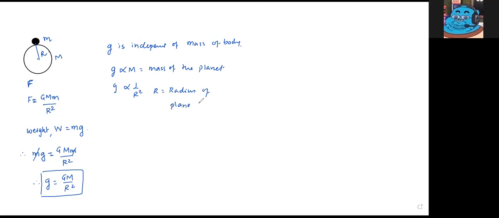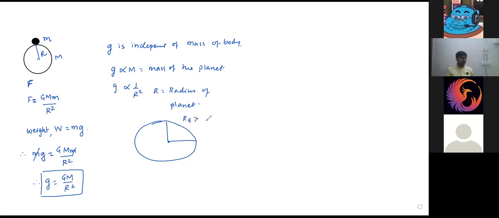That is the reason I can say g is maximum at the pole and minimum at the equator. Because at the equator, Earth is not exactly a sphere, it is oblate in shape. This is the radius at the equator, this is the radius at the pole. Radius at the equator is more as compared to the radius at the pole. Obviously, g at the pole is greater than g at the equator. The acceleration due to gravity at the pole will be more as compared to at the equator, right?